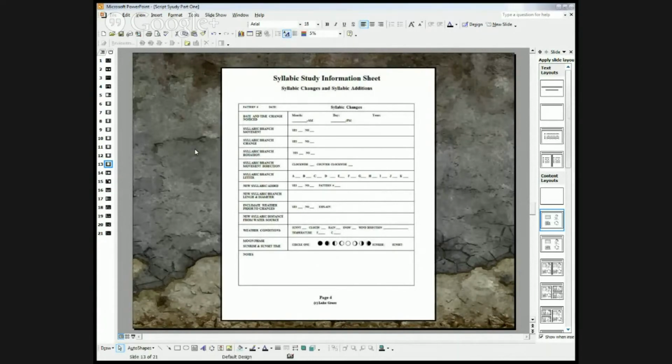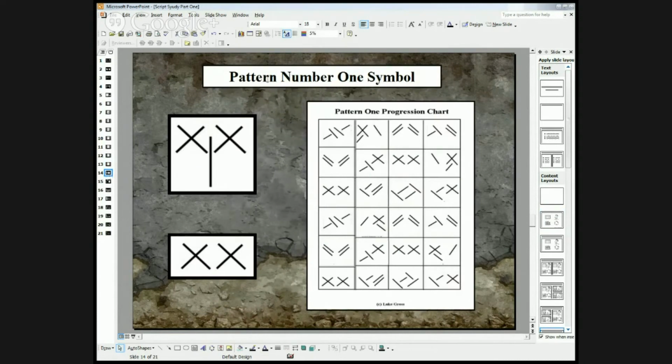So these are the information sheets that we used and are still using to this day, considering this is an ongoing study, and it helps provide pertinent information about what's being found in the field as far as the symbols are concerned. And this, and the next one, is the first pattern that we used in the field. This is pattern number 1.